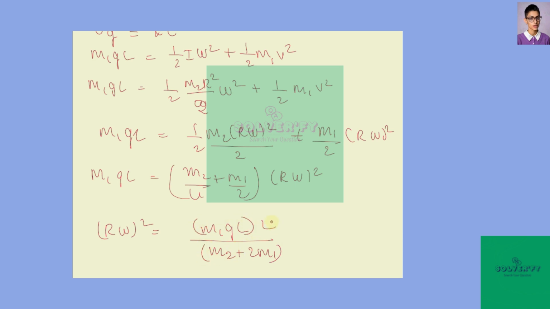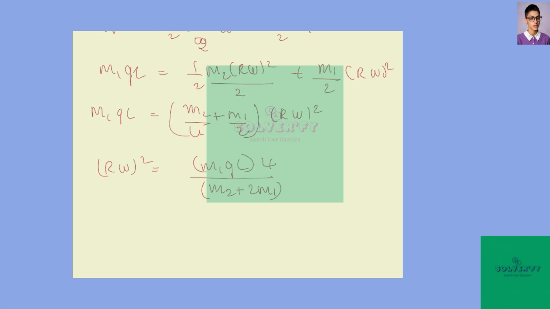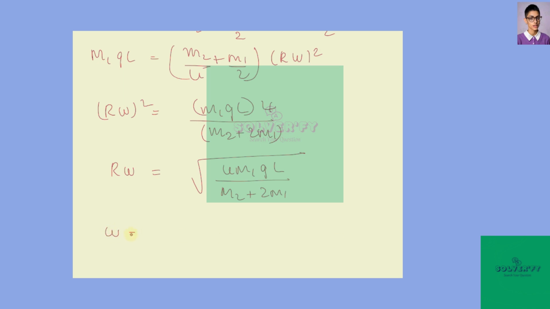Then r into omega is equal to the root of 4 m1 g L divided by (m2 plus 2 m1). So the angular velocity omega will be equal to 2 by r, since the root of 4 is 2, times root of m1 g L divided by (2 m1 plus m2). So this is the answer. I hope this answer will be helpful. Thank you.